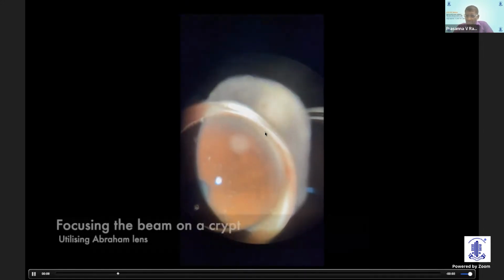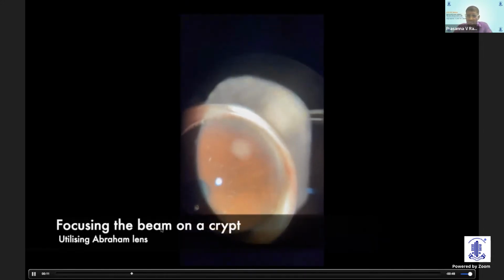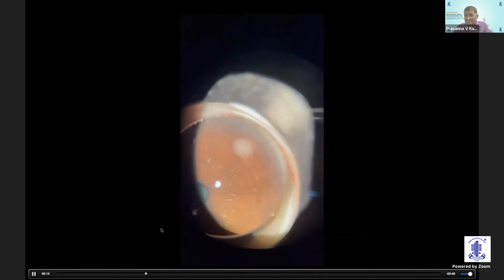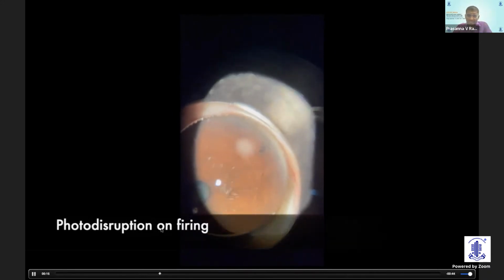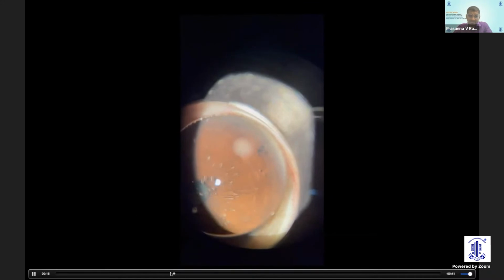Again, this is one of the very few videos which we captured of YAG PI, which is very difficult to capture in its own way. So this is a video of ours where you can see that we are demonstrating the Van Herick's before a YAG PI, and then how the focusing is done on the crypt.